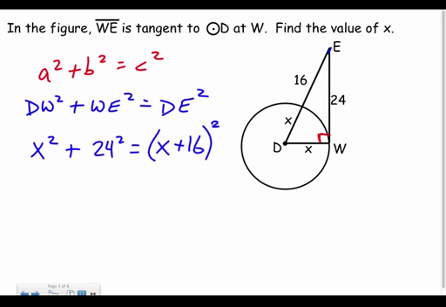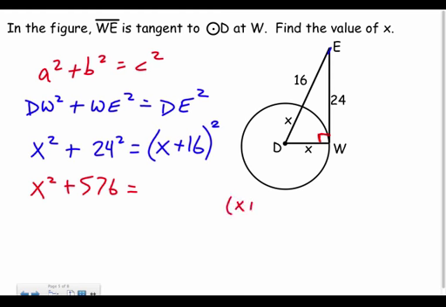Well, be careful now. I think everybody's okay with doing the 24 squared, which is 576. So I got x squared plus 576. I see a lot of people make this mistake. They get going too fast and they don't really think about what this is. They want to just take x squared plus 16 squared. Can I do that? No, I cannot do that. That does not work. Think about what this means.